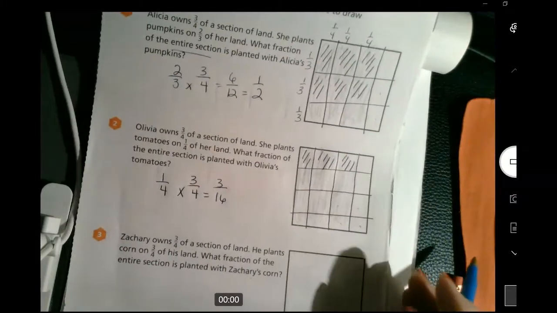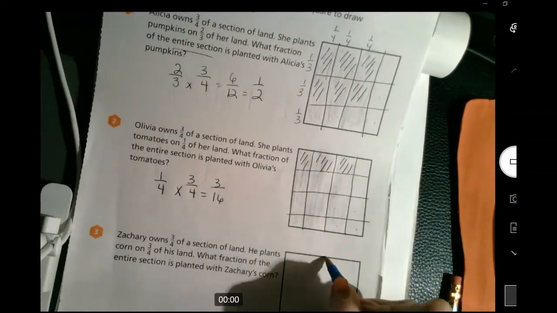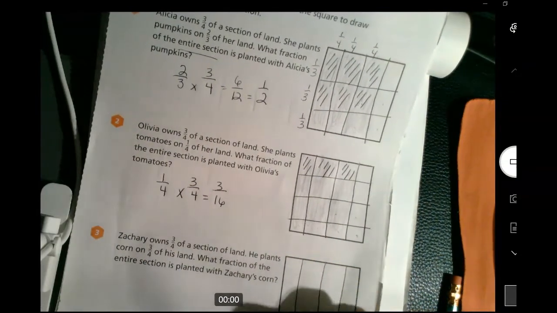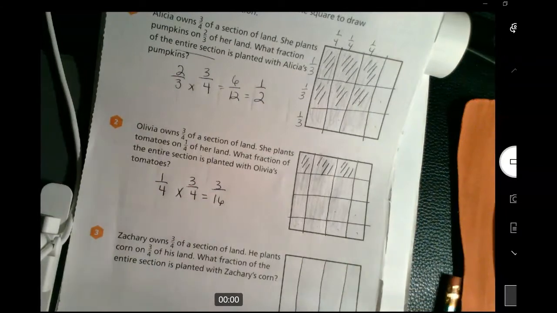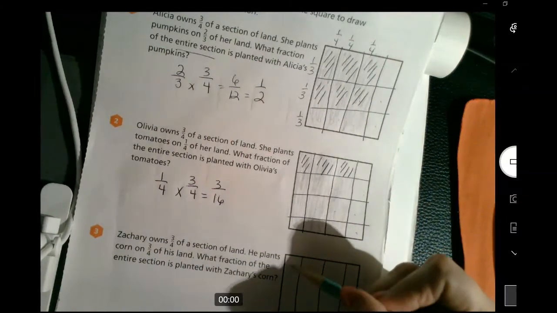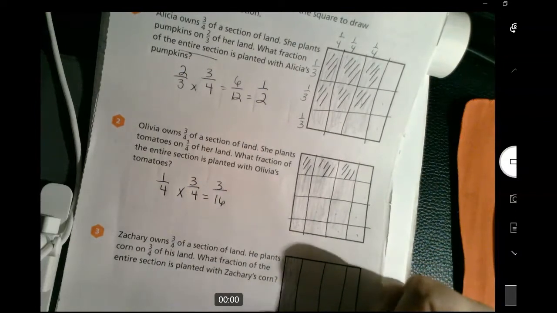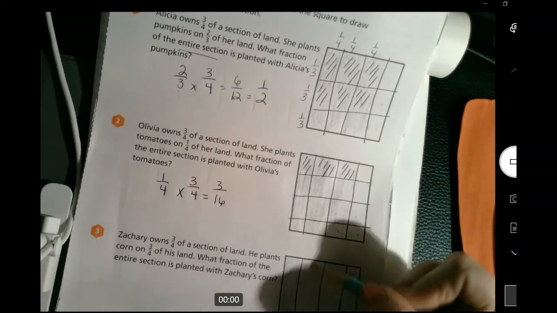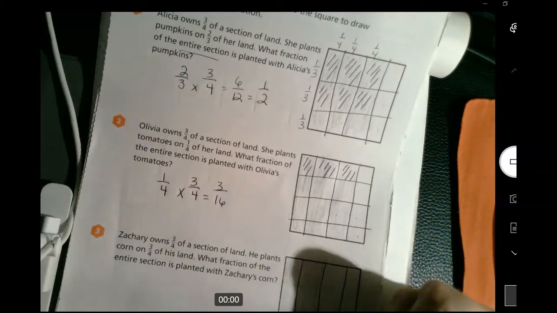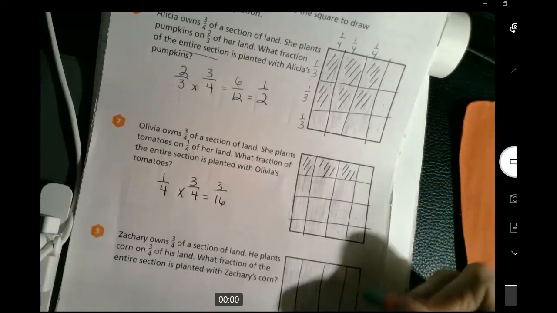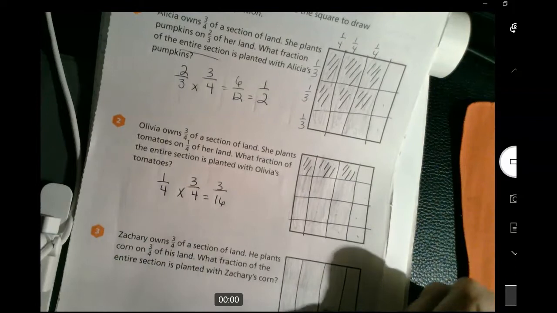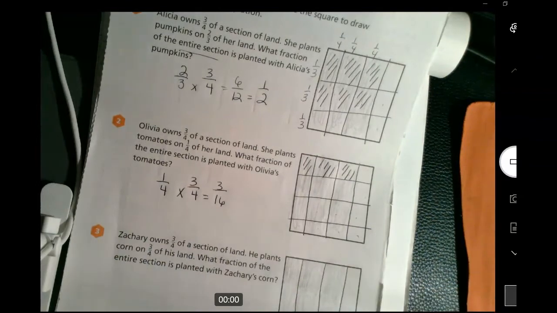So by now you're probably figuring out that the first thing you're going to do is divide it into the 3/4 that Zachary owns. He owns the same amount as Olivia and Alicia. So we're going to color in the 3/4 that he owns. I think this is kind of fun. I kind of like coloring. So now I'm getting ready to cut my rows, and they're going to go in the opposite direction.